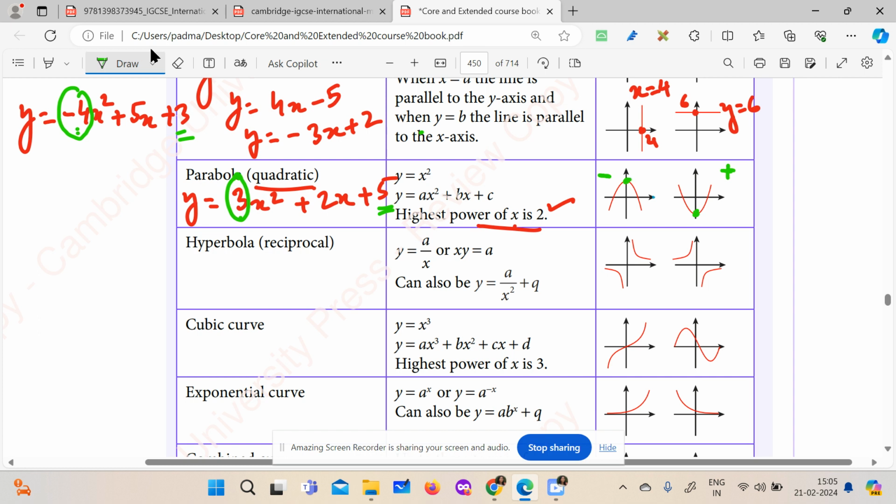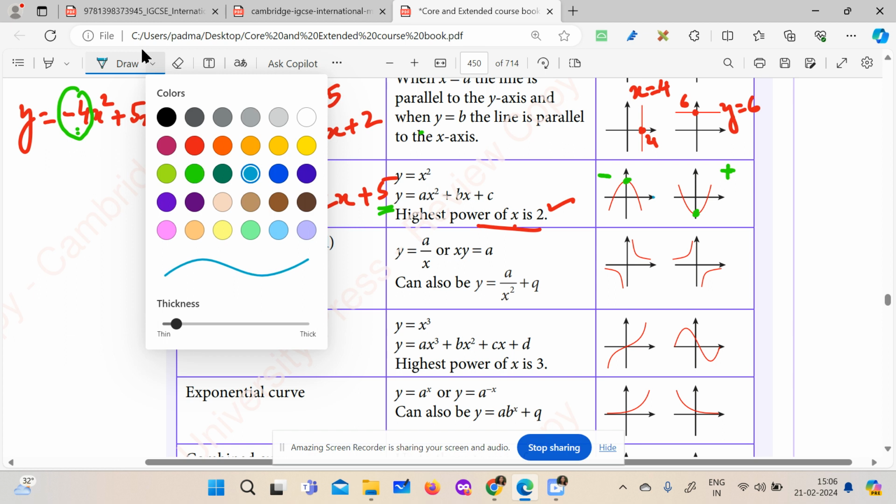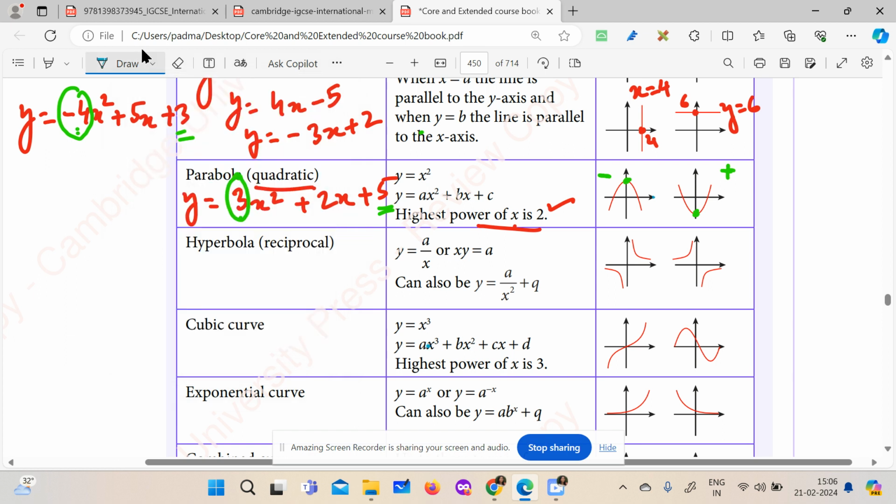Now we have another type of graph that is called a hyperbola, or we can also say a reciprocal graph. The equation for a reciprocal graph is like this: y is equal to a over x, right? We can also say xy is equal to a, because you just cross multiply and we get it like this. Generally, for example, you can have y is equal to 3 over x, or y is equal to minus 10 over x, right? Yeah.